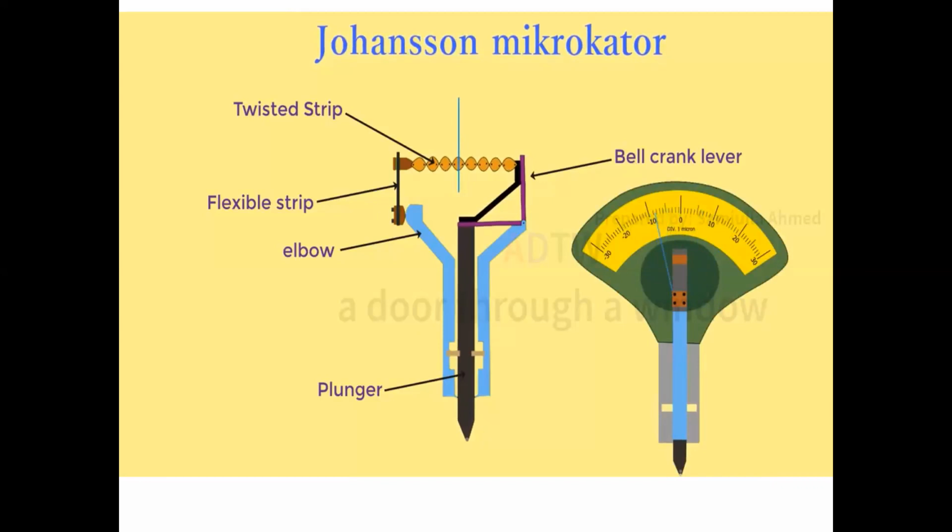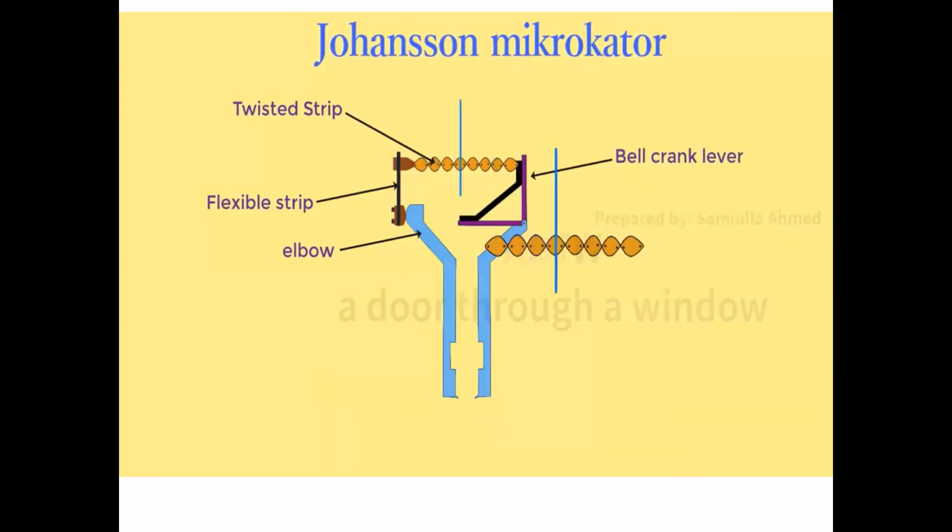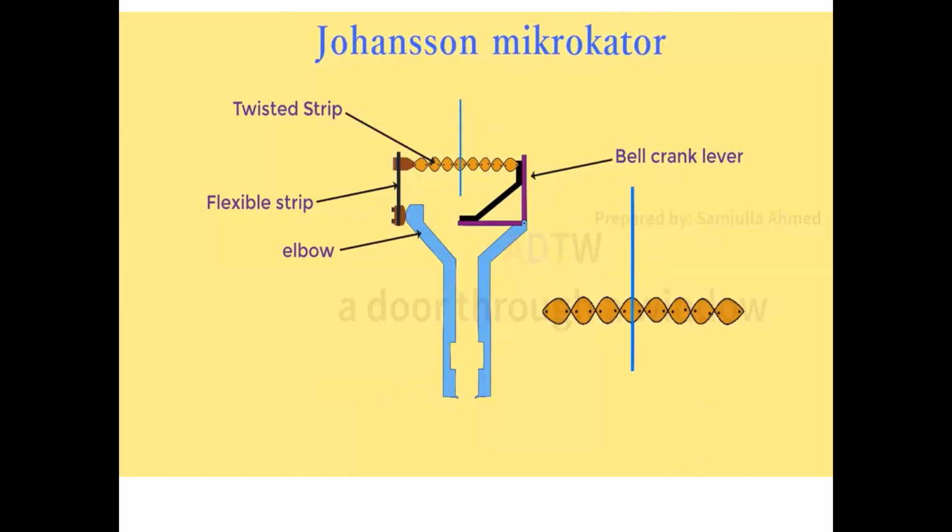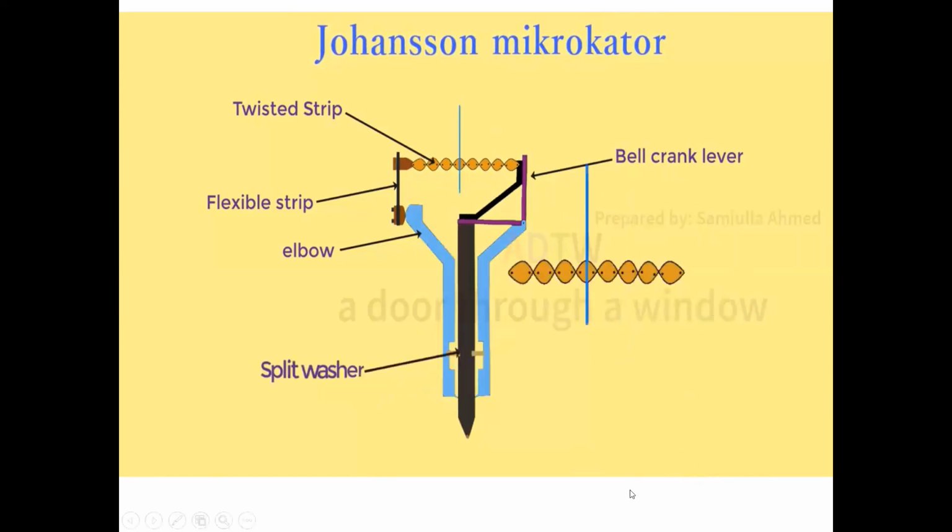The magnification can be varied by changing the length of the spring elbow. A pull on the metal strip subjects it to tensile force. In order to prevent excessive stress on the central portion of the metal strip, perforations are made in the strip. The plunger's rotational movement is arrested by the split washer, which only allows vertical movement of the plunger.